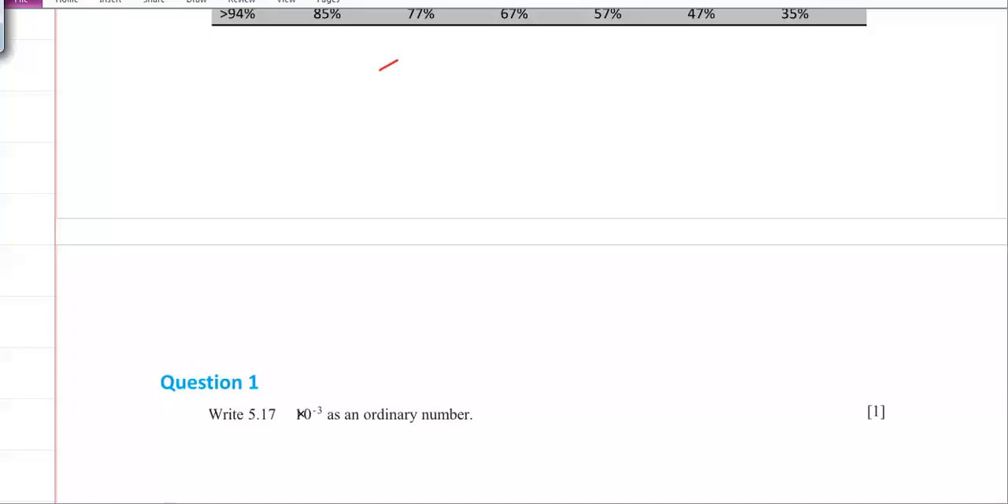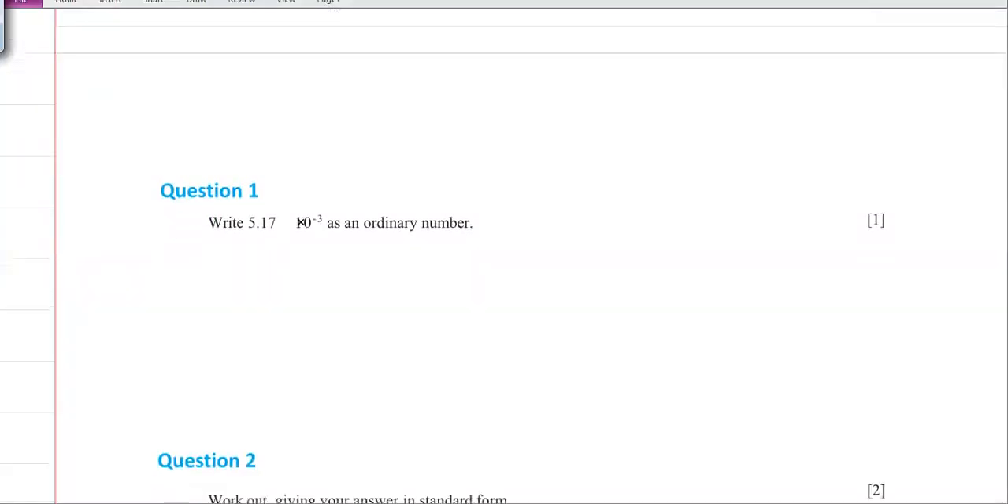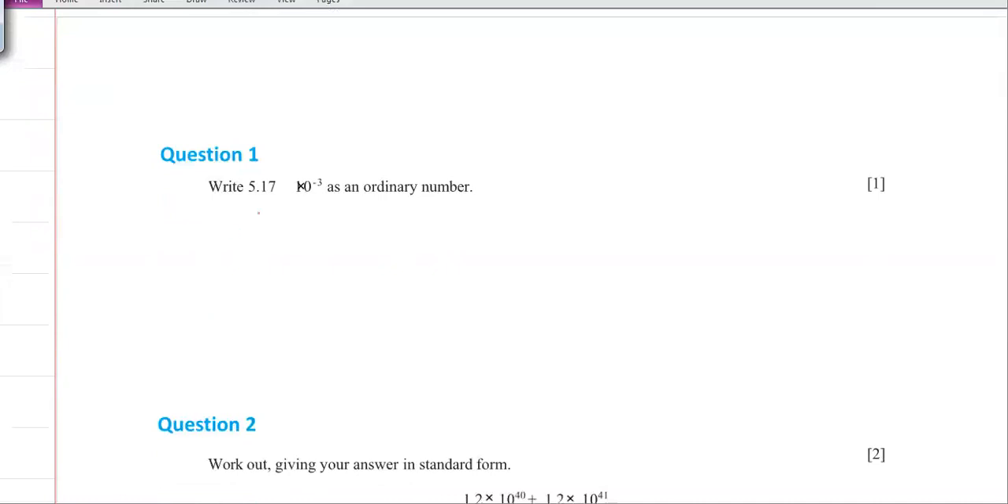Now, the very first question is to write 5.17 into 10 to the power minus 3. It's actually 5.17 into 10 to the power minus 3. We have to write it as an ordinary number. Now, what is the meaning of the ordinary number? You know very well, when we write in the form of ordinary numbers, we have to eliminate this 10 to the power.